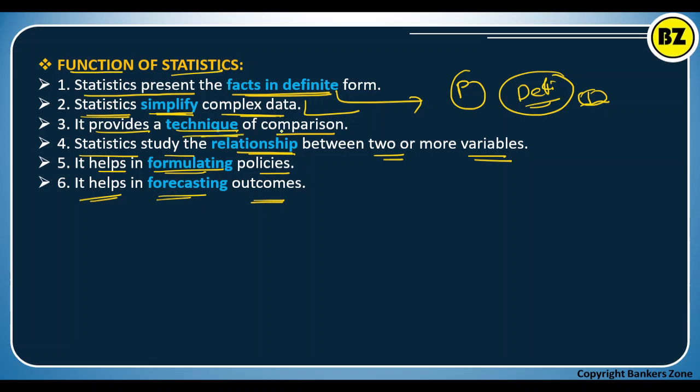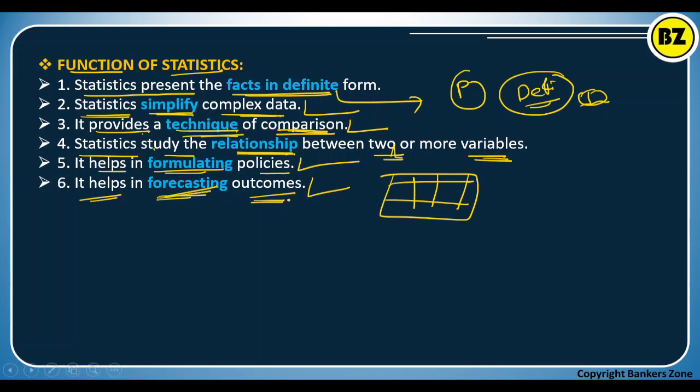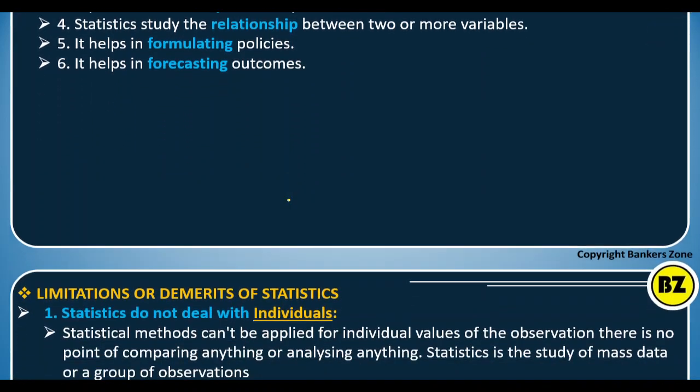It provides a technique of comparison. Using tables you will get the detailed tabular form in statistics for analysis purposes, right? So it provides a technique of comparison. You can easily compare the data. It studies the relationship between two or more variables, like correlation. Now it helps in formulating policy for the government and forecasting the outcome. For example, what will be the possible stock prices, what will be the possible best decision to take. So basically you can forecast the outcome based on the previous inputs or the probability. Now these are the functions of statistics.